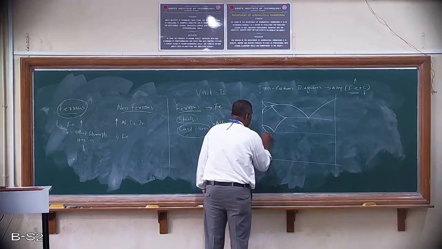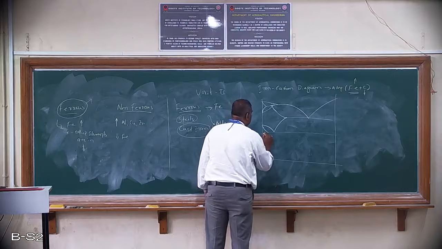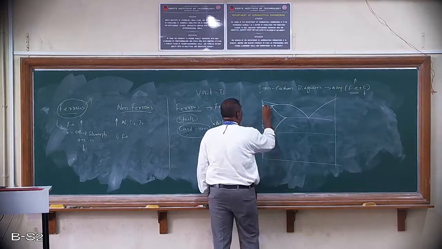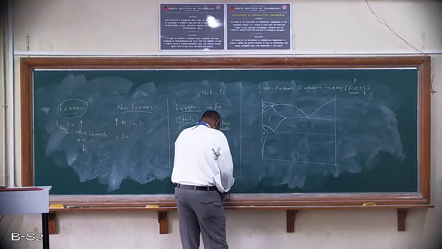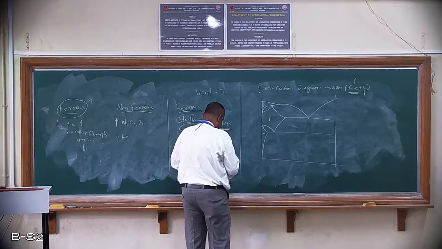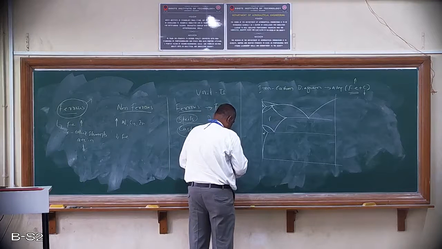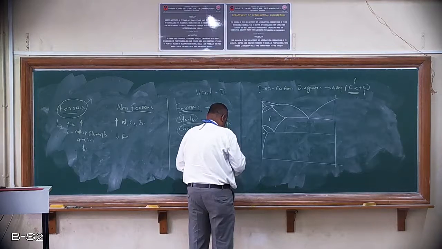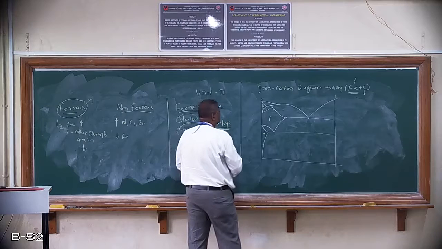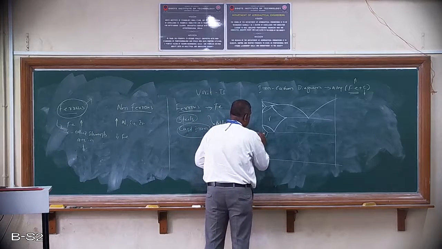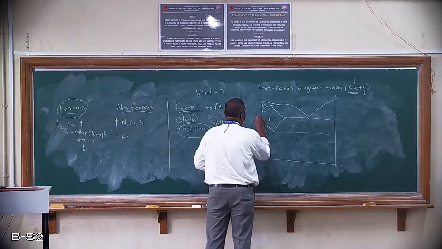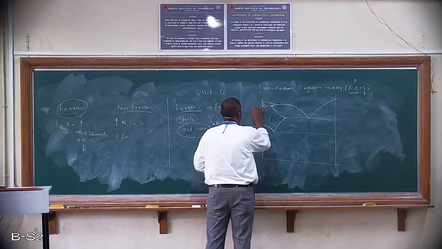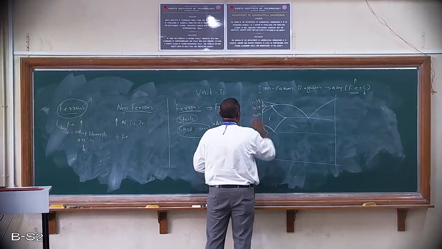So this is alpha, this is austenite, and this is delta phase. I'm going to give you the temperatures. So this is 727, 910, 1400, 1439 and 1539.